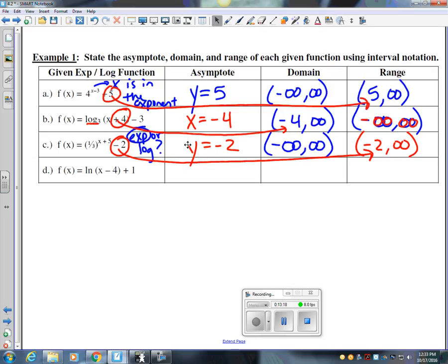Okay. All right, this last one is a log. So the range is going to be -infinity to infinity. You can put it in your calculator, hit the math button, and the domain is going to be 4 to infinity, and it's x equals 4. So you can see the pattern there. All right.